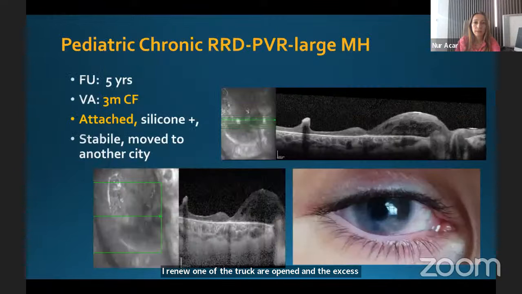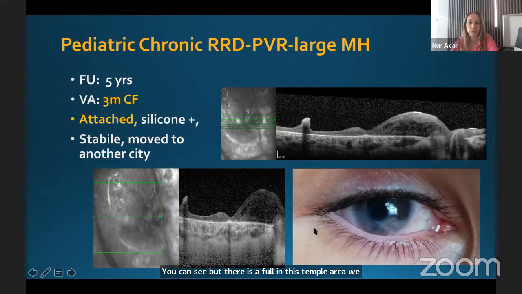And the vision increased, as you can see in the OCT images of the eye. It is attached totally, but with the silicone oil still inside, because the intraocular pressure is not high enough again. The vision increased to counting fingers at 3 meters, kind of ambulatory vision. And you can see there is a fold in the temporal area. And the eye was stable.